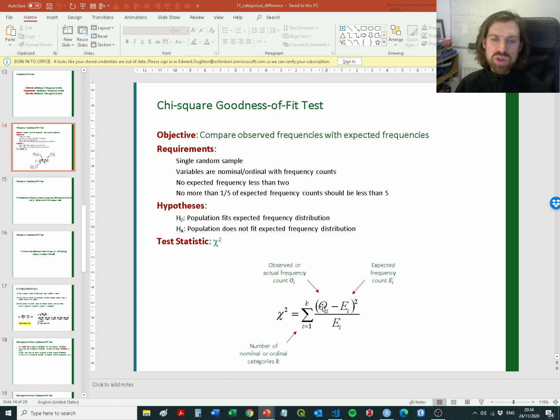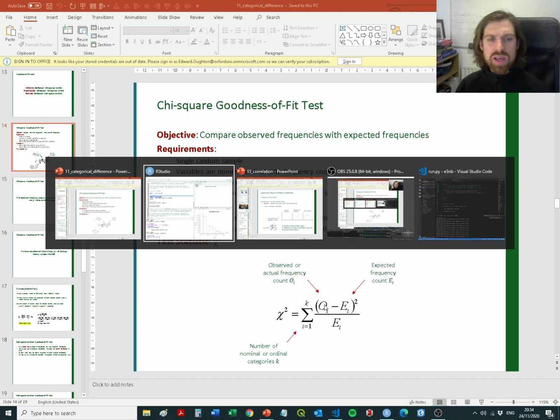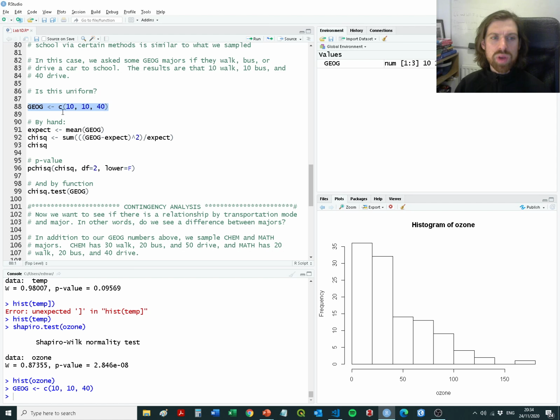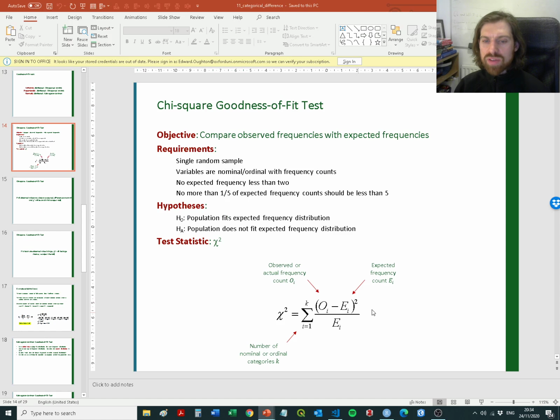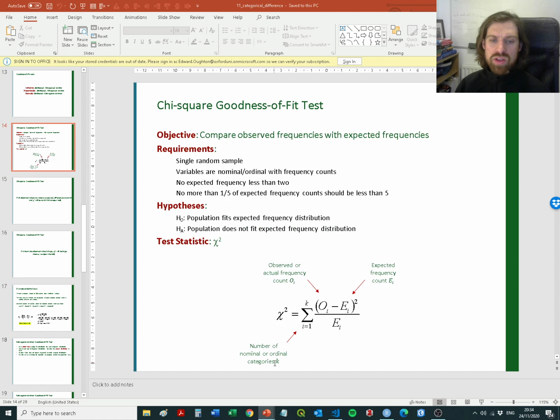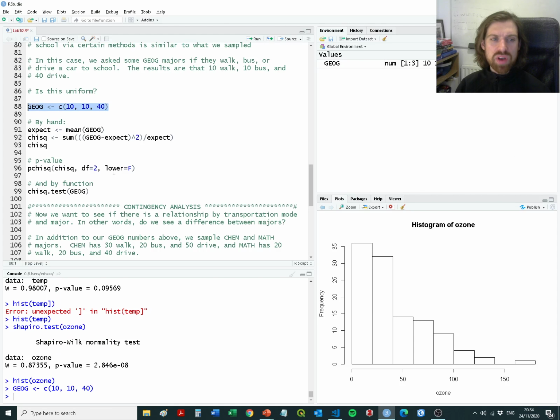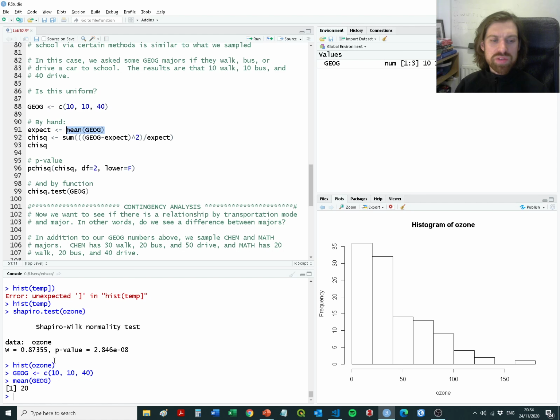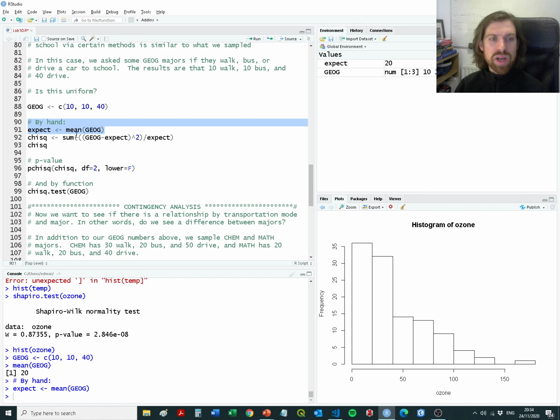And we have the observed frequency counts already. We stated those and placed them into the geography vector. What we don't have yet is the expected frequency count, so that's what we need to get. The expected frequency count is basically the sum of all the observed values divided by k, the number of categories which we have, and that gives us our mean value, which for this data is 20. Okay, so now we've got the E_i, the expected value.